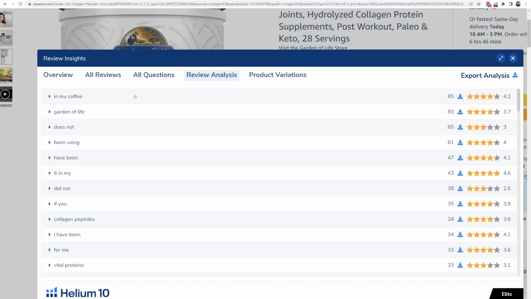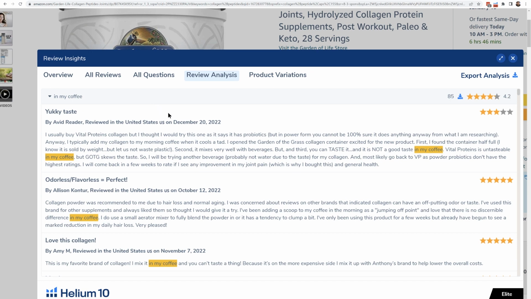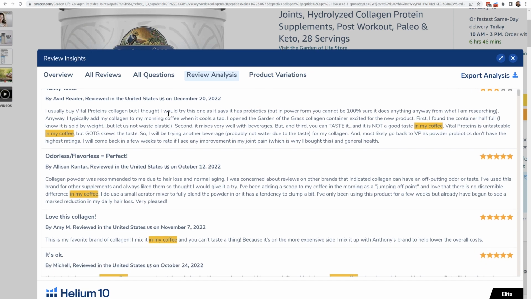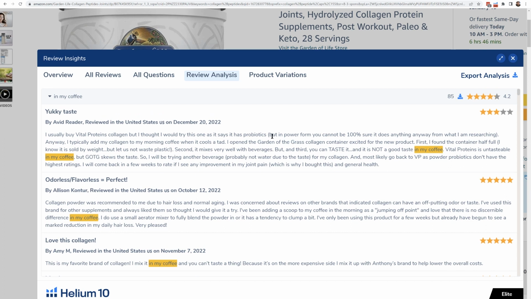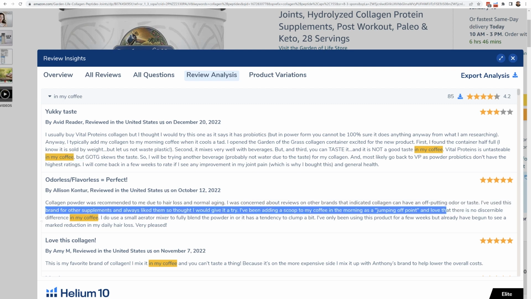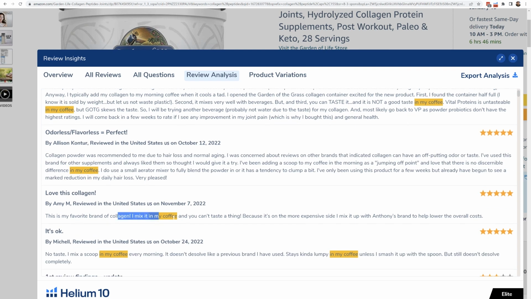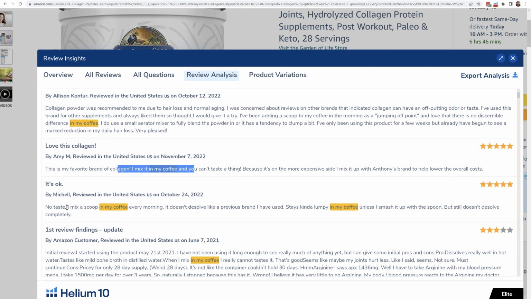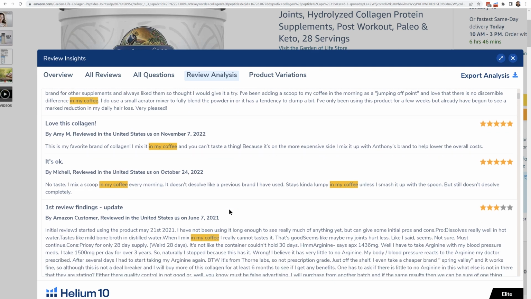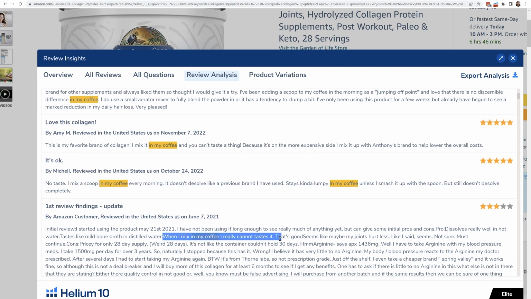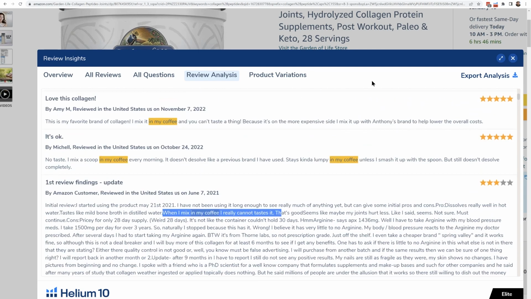So what I would do is click on "in my coffee," and then every single review that has "in my coffee" as a phrase in it comes up, and the phrase is highlighted. So my eyes can instantly go to all of these reviews and I can just start reading. Hey, this is in my coffee. I love that there's no discernible difference in my coffee. I mix it in my coffee, this person says. This other person says, I mix a scoop in my coffee every morning. Here's another one: when I mix in my coffee, I really cannot taste it. And it goes on and on and on.